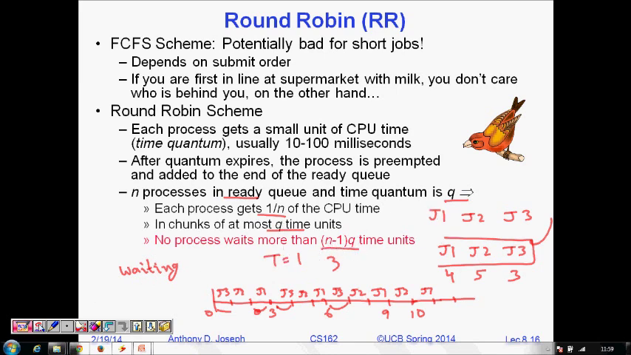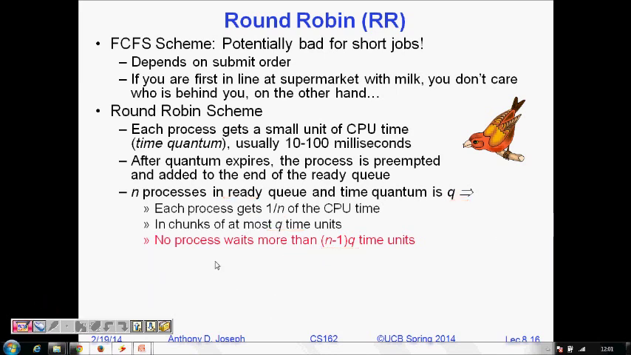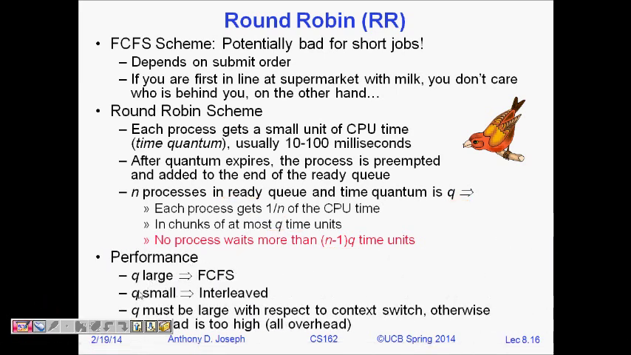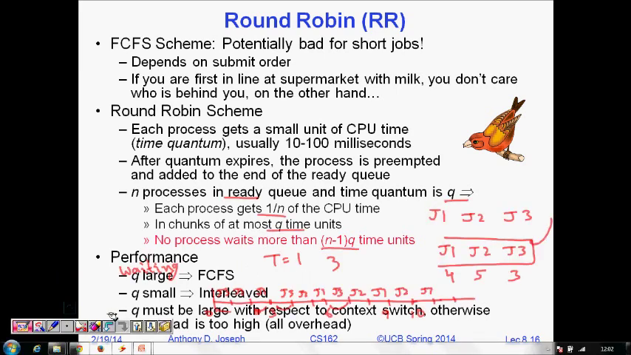Now let's see. If q becomes very large, the time slice, this will in fact convert into first come first serve, because every job's running time will become shorter than q. And if q is small, the jobs will be interleaved. But one thing you should remember is never make the time slice very small. What will happen if it is very small? Can you answer that? If it becomes very small, what will be the problem?